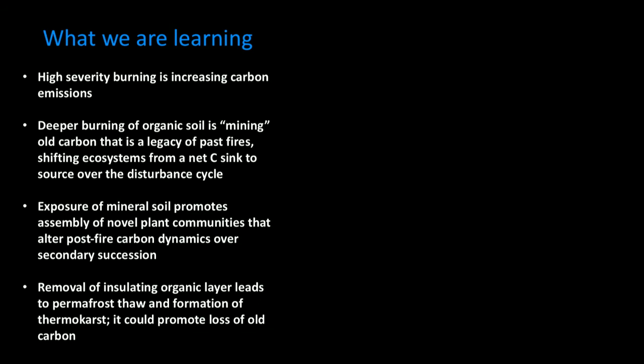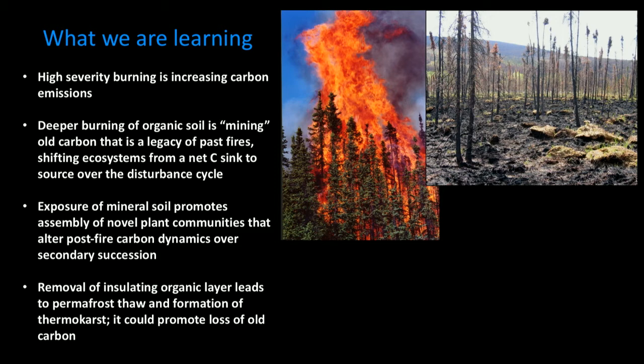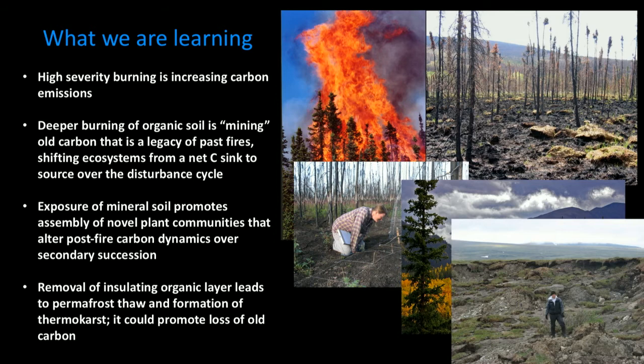All right, so what are we learning? We're learning that high severity burning and larger areas burning are increasing carbon emissions to the atmosphere. We're learning that deeper burning of these organic soils is actually mining old carbon that is a legacy of past fires, and it's shifting ecosystems in some cases from a net carbon sink to source over the disturbance cycle. We know that exposure of mineral soil promotes assembly of novel plant communities, and in some cases, these alter the post-fire carbon dynamics in such a way that it actually increases carbon storage on the landscape. And then finally, the area that we probably know the least about is how the removal of that insulating organic layer can lead to permafrost thaw, the formation of thermokarst structures as ground ice melts and soil surfaces collapse, and the promotion of loss of old permafrost carbon, so a disturbance interaction.